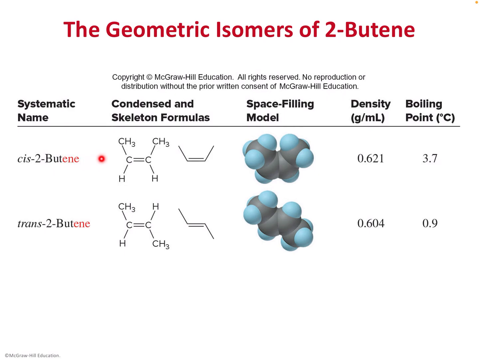So 2-butene. Butene means 4 carbons: 1, 2, 3, 4. The 2 means this second carbon has the alkene. So this is butene, and you have to represent where the double bond is. It is at the second position, so the way we name it is 2-butene.